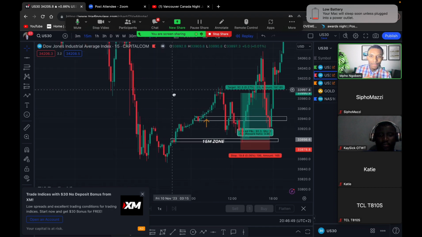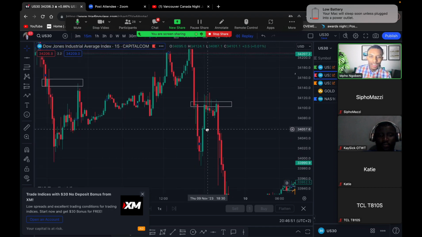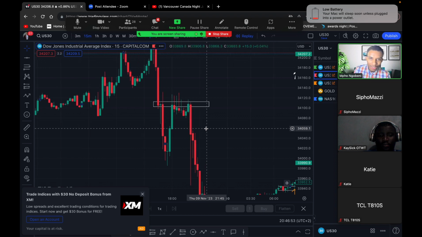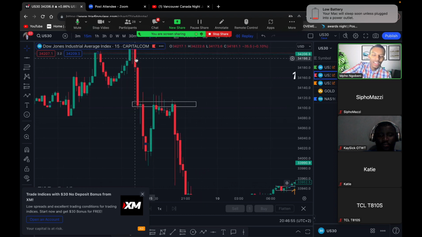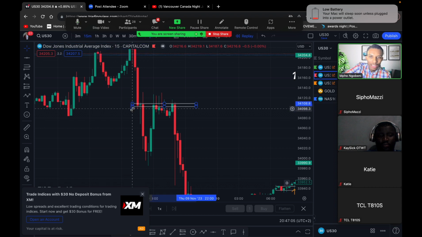Here's another example. As you can see again here, we see a lot of red candlesticks flowing, and in the middle of nowhere, we see a green candlestick just appearing there. So what do we do? We're gonna take that place, and it's gonna be our resistance.